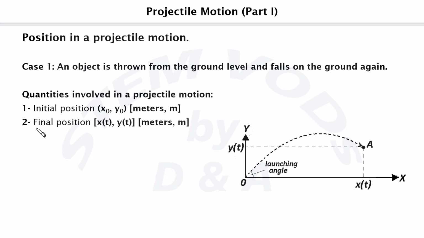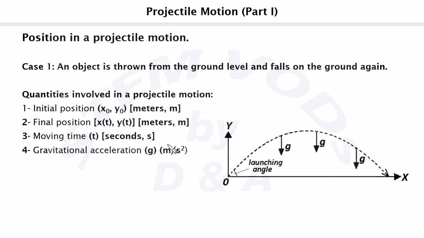The final position is represented by two coordinates xt and yt. They represent the position of a projectile after a given time t from the start of motion in each direction. The position is usually measured in meters, but for long distances, we also use kilometers or miles. The moving time t from the beginning of motion. In general, time is measured in seconds for short motions and in hours for long motions. This is also true for projectiles.